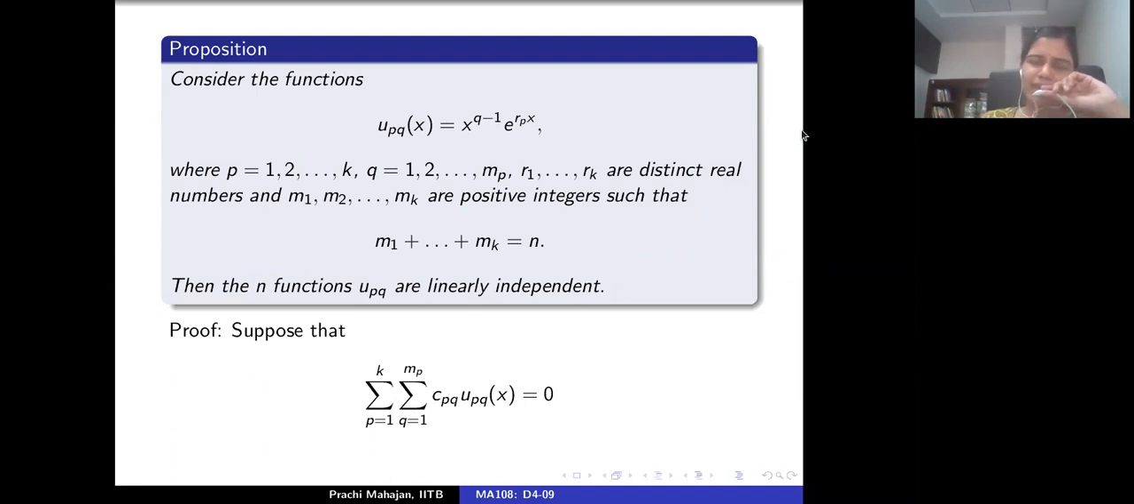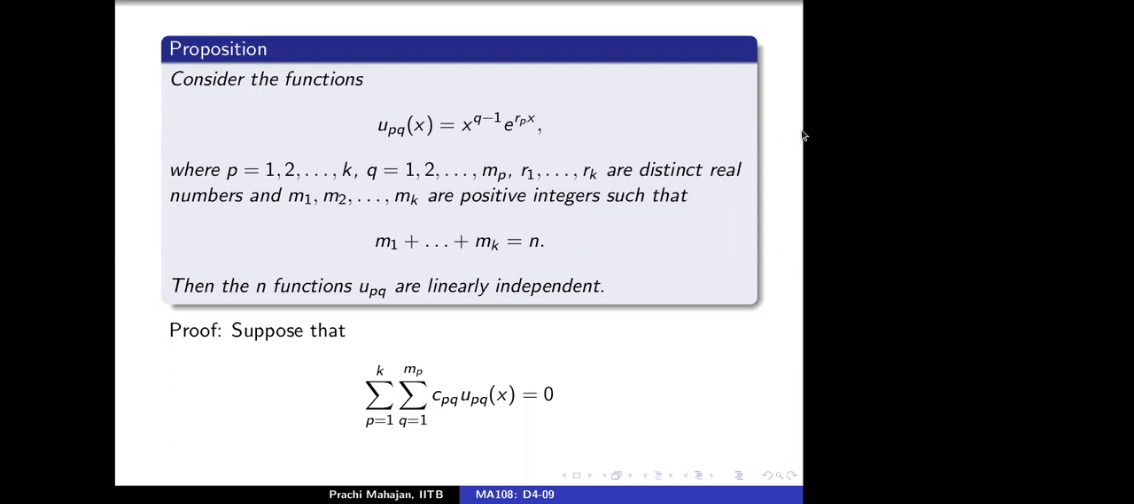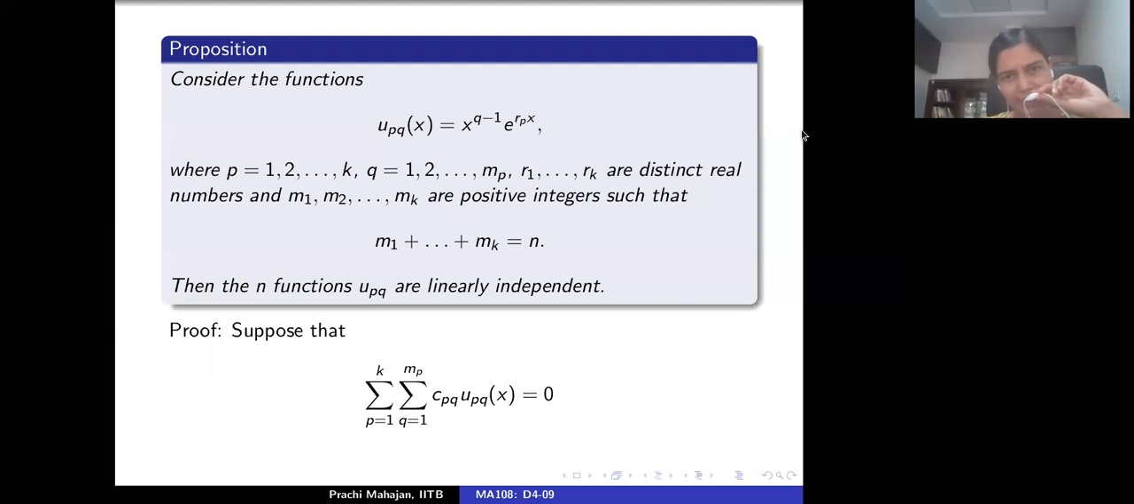I want to make sure there are n of them, so I ensure this by putting this condition: m1, m2, ..., mk are positive integers such that their sum is n. The claim is that these n functions are linearly independent. Suppose not. Suppose that there are constants cpq such that the summation of cpq upq is equal to 0, where the summation runs over p and q, with p from 1 to k and q from 1 to mp.